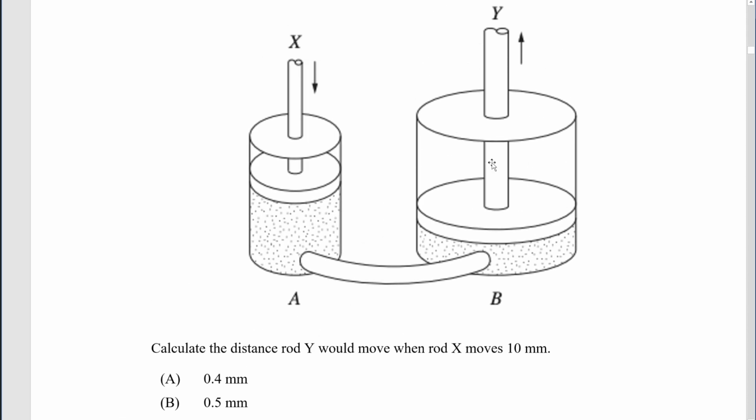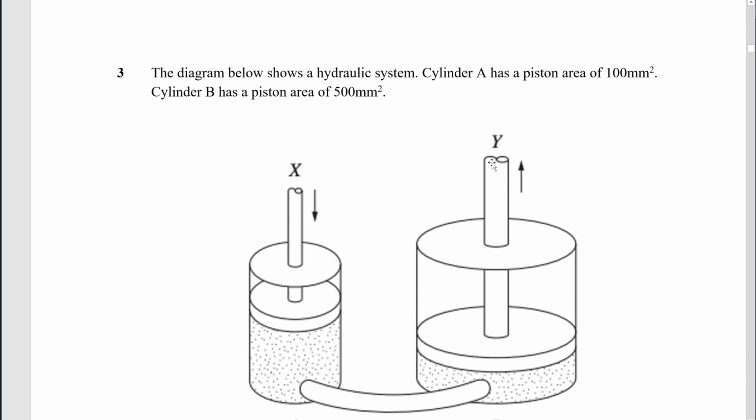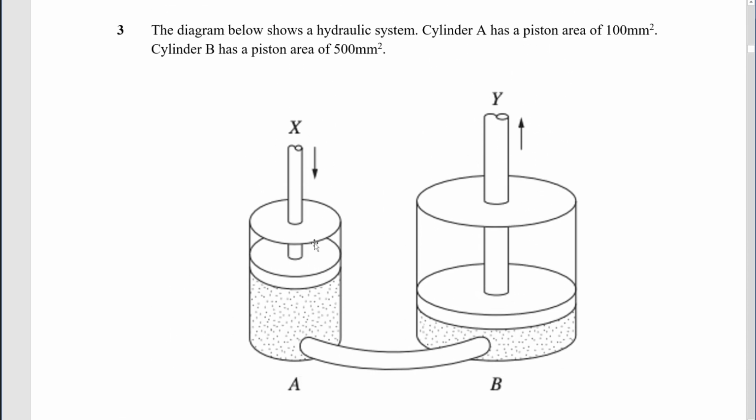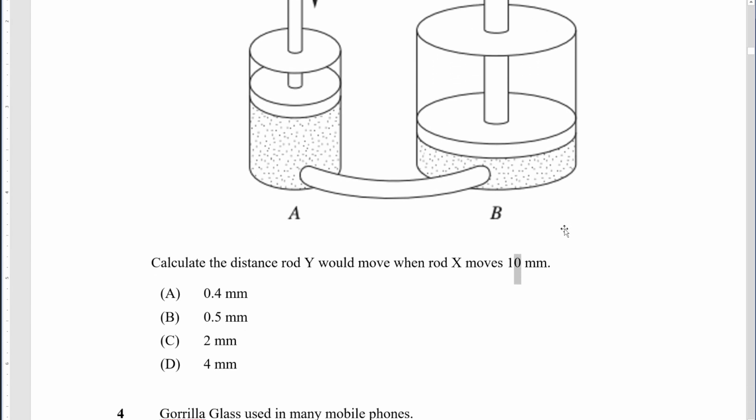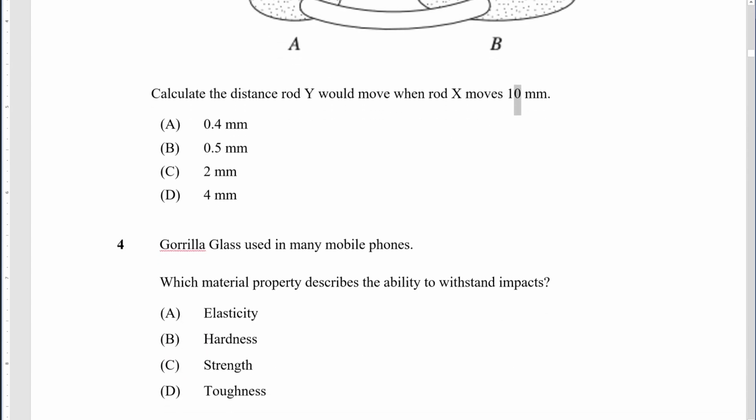So what we're looking at here is that if we press down on X, because X is smaller, it's going to go a further distance relative to Y. If we said that the piston on X moves 10, it's going to move 1/5 of that, or 2, on piston B, because the ratio is 1 to 5.